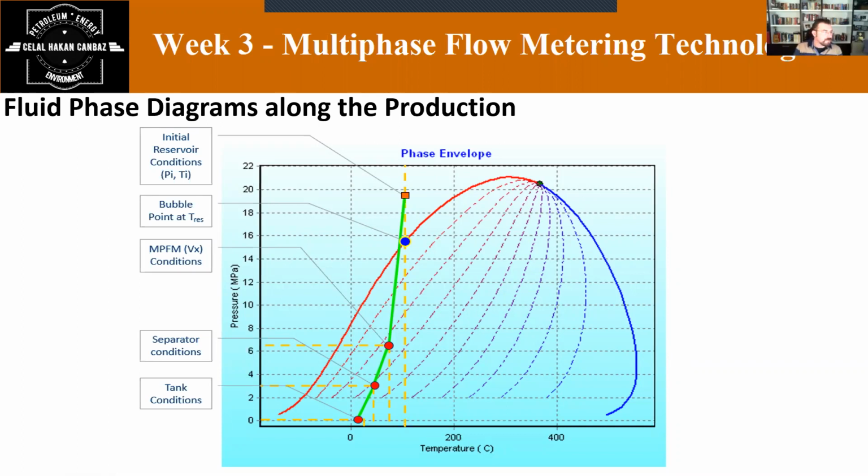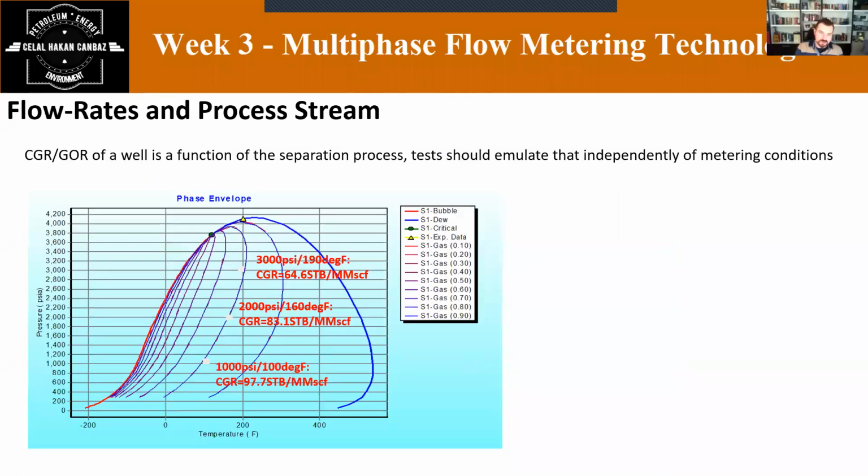So the CGR, condensate gas ratio, and GOR, gas oil ratio, the ratio of these two also need to be described. This is the function of the separation process actually. The test should emulate that independently of metering conditions. So when you describe this ratio, it can give you the idea how much your composition changed.